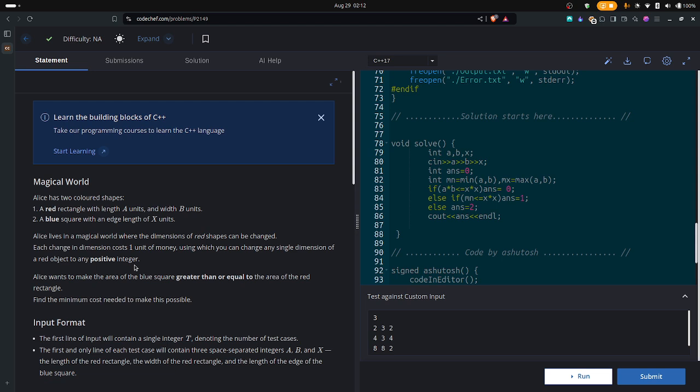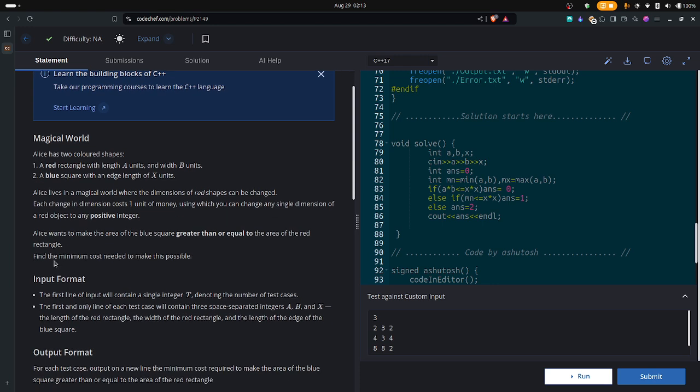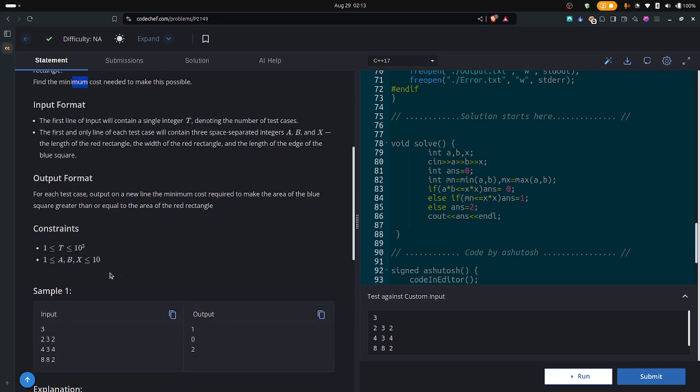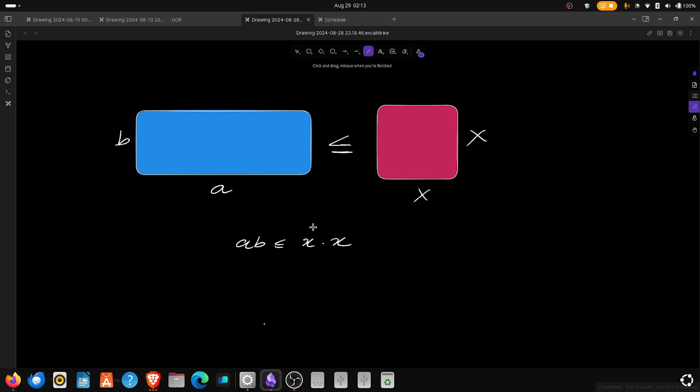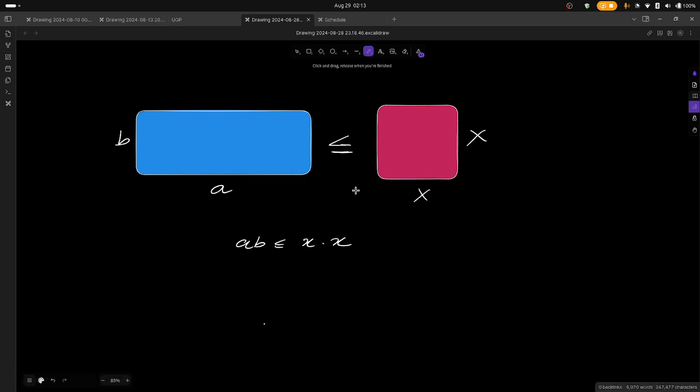So in the worst case we need to change both length and width, so the maximum cost will be 2. We need to find the minimum cost. So we are sure that this cost will never exceed 2, so our answer is either 0, 1 or 2. Now let's see in which case it will be 0, in which case it will be 1, and in which case it will be 2.